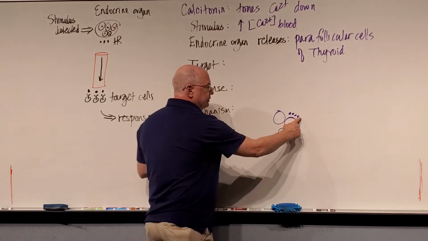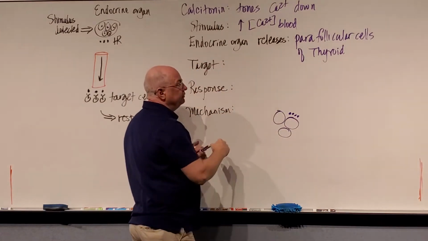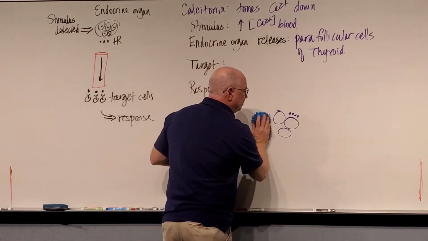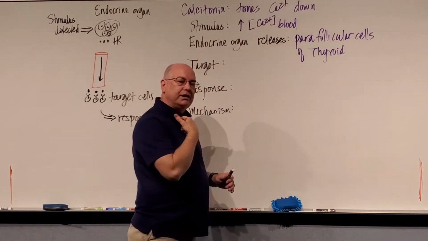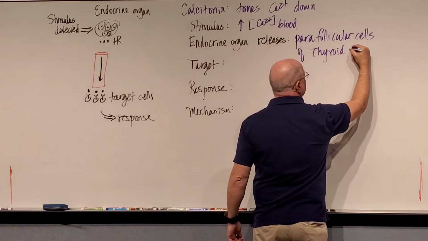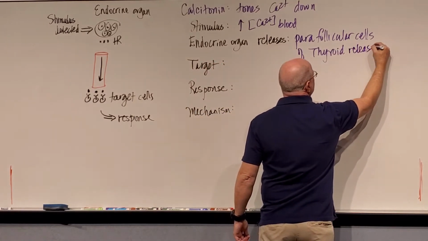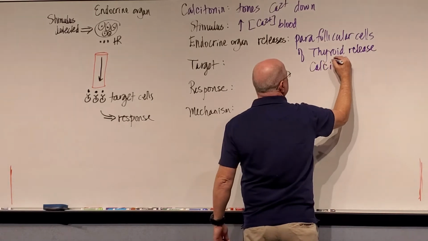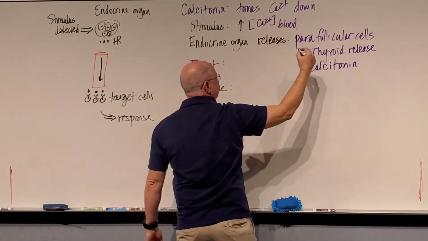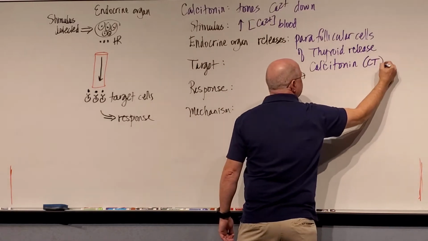Those parafollicular cells are monitoring calcium levels, and they can release the hormone calcitonin. So it is the parafollicular cells, your thyroid gland is the endocrine organ, and particularly the parafollicular cells of the thyroid will release calcitonin. And calcitonin, by the way, is very often abbreviated as CT.